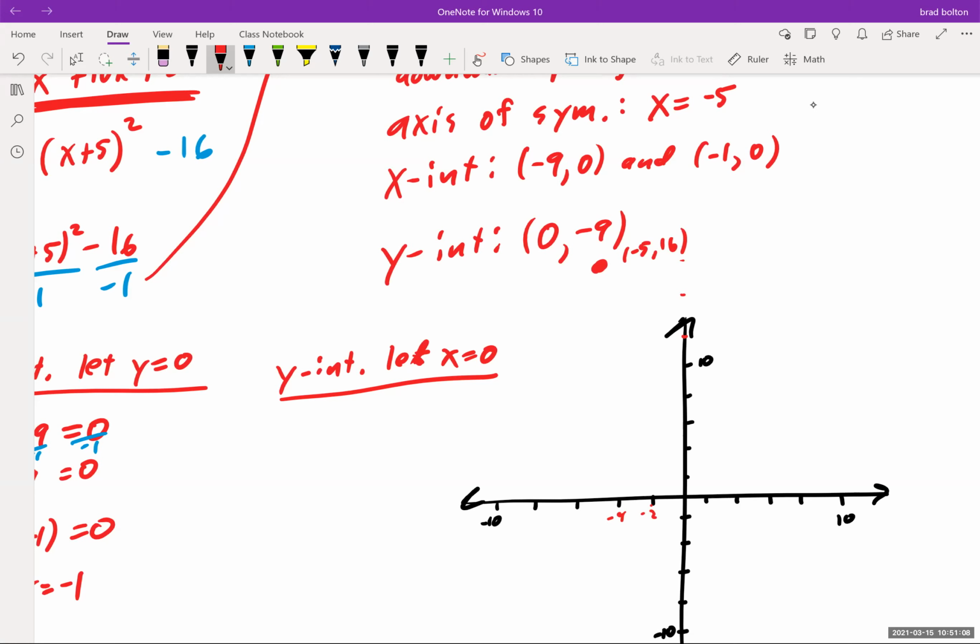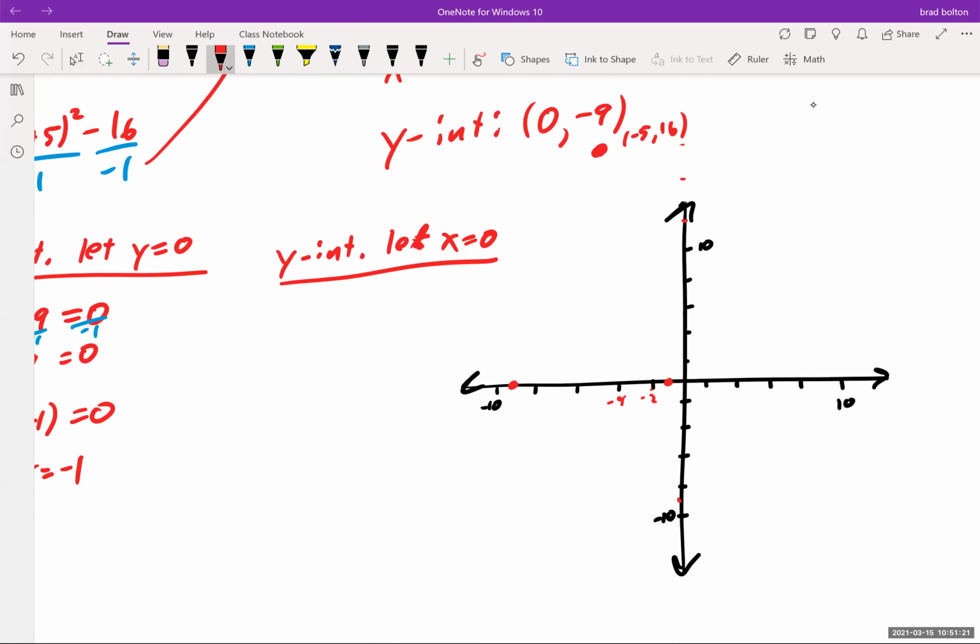So that's my vertex. Then it's going to cross the x-axis at (-9, 0), which is right here, and at (-1, 0), which is right here. And we know it's going to cross the y-axis at (0, -9), right here. So now I can draw a pretty good graph. I'm just doing my best to graph it. It's not going to be perfect. Okay, and that's what my parabola would look like.